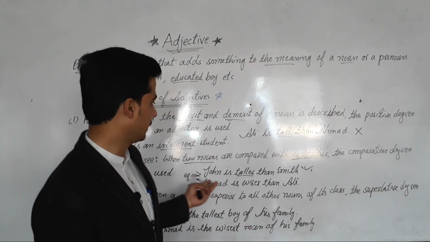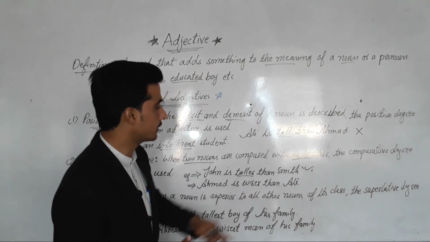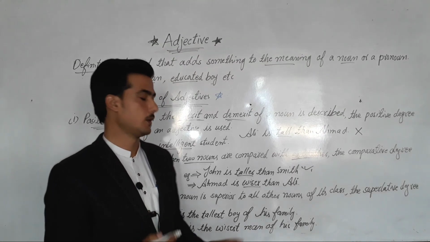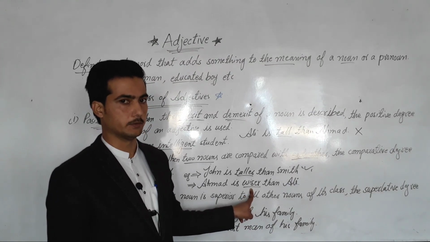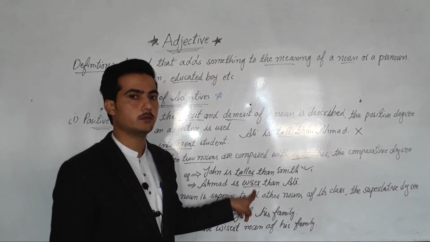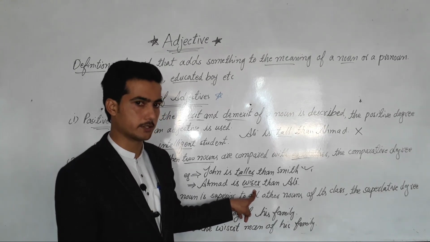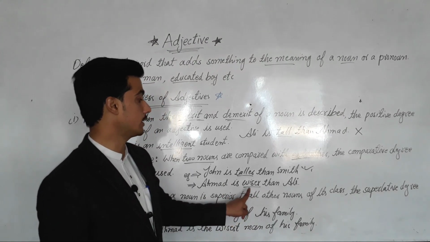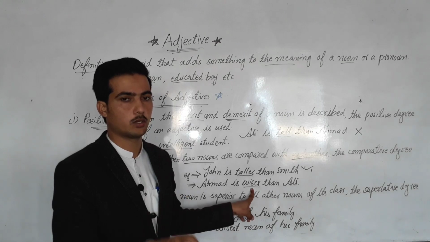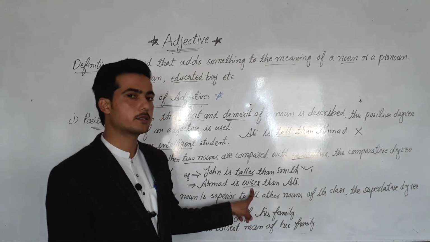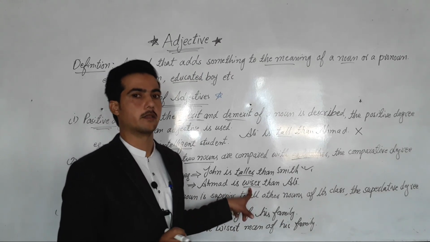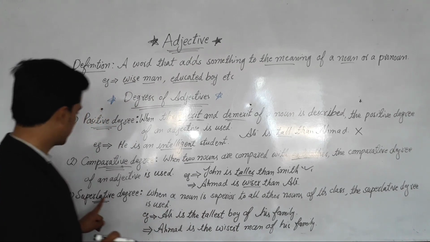Let's suppose the second example: Ahmad is wiser than Ali. You can see that wise, wiser, wisest. This one is a comparative degree because there are two persons, Ali and Ahmad. So that is why we add definitely comparative degree. Okay, but if you put positive degree here while comparing two persons, definitely that will be wrong. So try to avoid this sort of mistake. I have seen these sort of mistakes many times, so we need to avoid them. Okay, let's move further. Superlative degree.